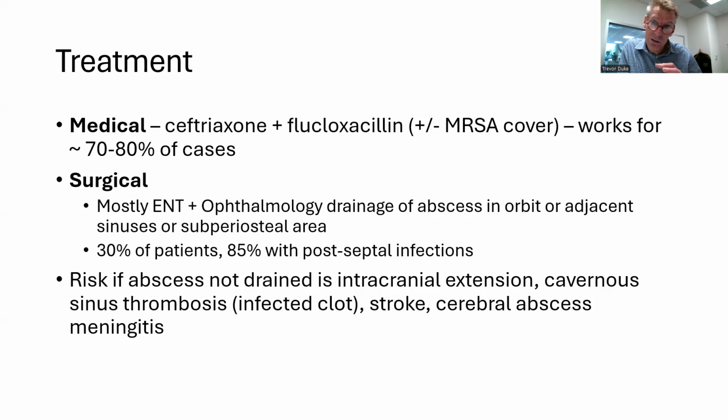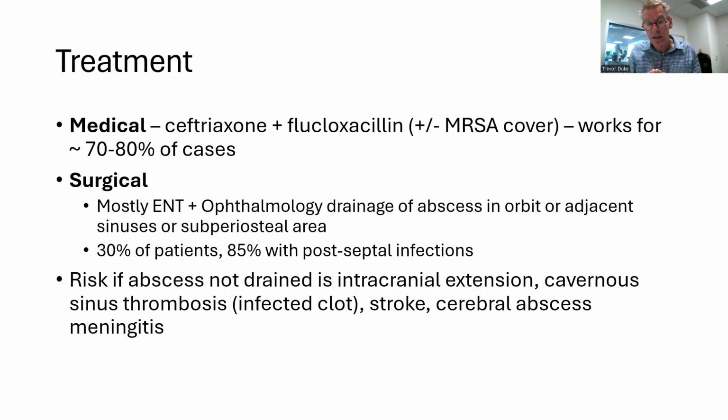So these children don't always need to have ophthalmological drainage of the orbit. Sometimes they need just sinus drainage, and sometimes they need a combination of both. The ENT surgeons have to drain the sinuses, and the ophthalmologist may have to drain an abscess within the orbit. But oftentimes all you need is the ENT surgeons to drain the sinuses, and then the rest of the infection will clear up.